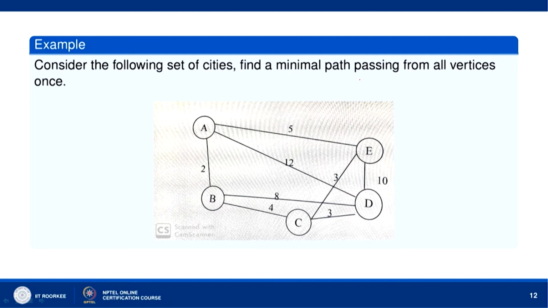So, there are cities represented by A, B, C, D, E, and the weights are given to each path. To path A, B weight 2 is given, to path B, C weight 4 is given, to path C, D the weight 3 is given. So, let us find the path along which we get the minimum value of this, minimal along which the travelling salesman problem has the solution.